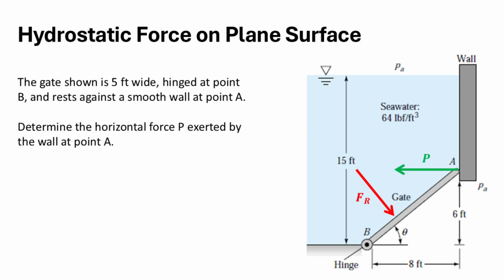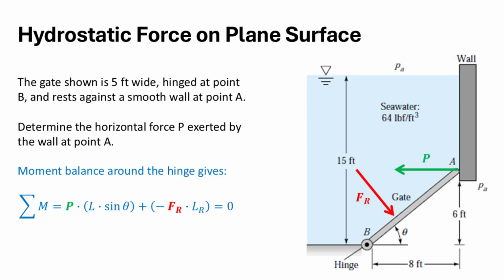Both of these forces create moment, which is also known as rotation, around the hinge at B. The hydrostatic force F sub r creates a clockwise rotation, and the support force P creates a counterclockwise rotation. At equilibrium, these moments are balanced. Now pause this video for a second and think about how we can set up the moment balance equation to solve for the support force P.